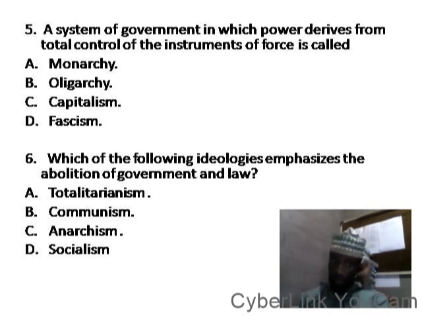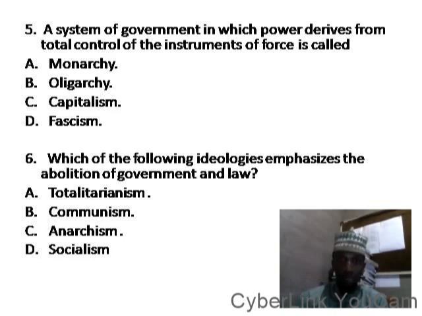So quickly, number 6. Which of the following ideologies emphasizes the abolition of government and law? That is, the government and law should not exist. Which ideology? It is not totalitarianism. Totalitarianism believes in government, with supreme power in the hands of the government.